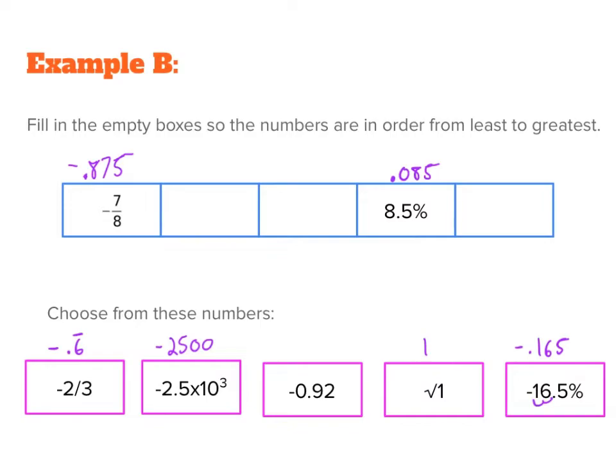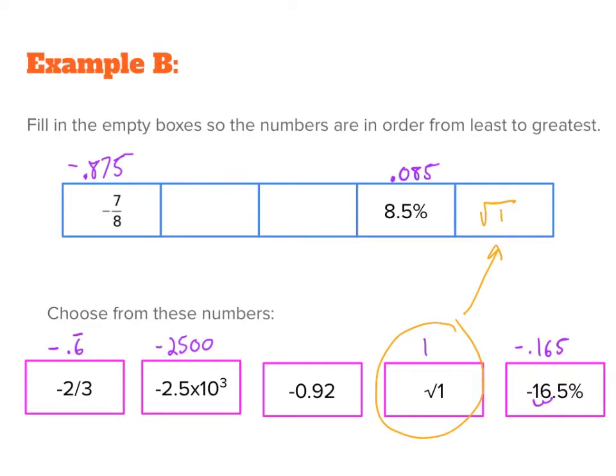So I notice that I've got -0.875, and that's a negative number, and 8.5% is a positive number. So I've got to find some numbers that are between this negative and this very, very small positive. I also have to find the one number that's bigger than the positive number we have. So looking at my numbers down across the bottom, there's only one positive number. And since there's only one positive number, I know that's the one that has to be the bigger one and go into this box here. Since it's the only positive, it's the only available choice. So again, the square root of 1 is the one that's going to go in this box.